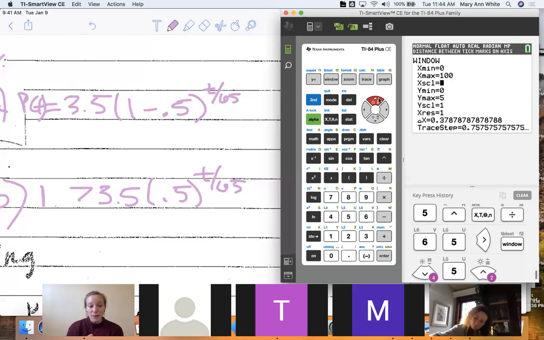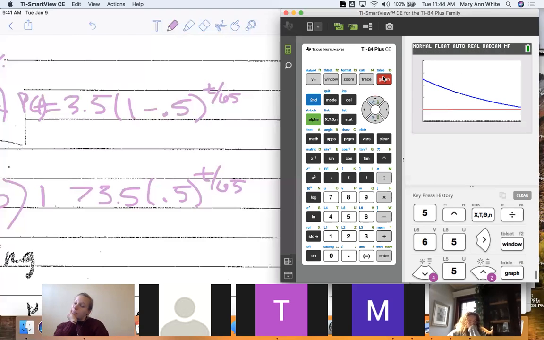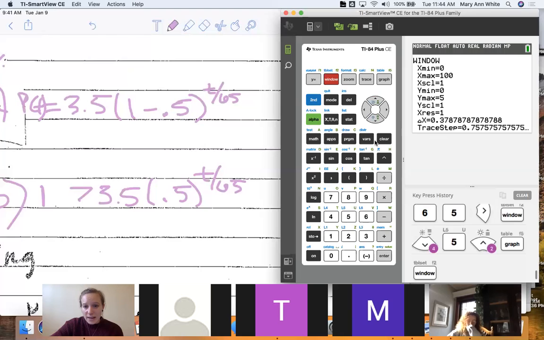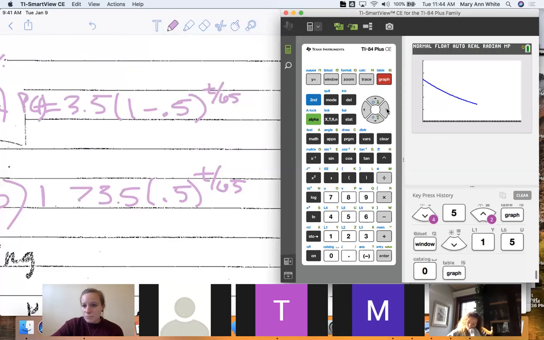For my X, I'm not really sure. I'm going to keep it at this 100 and we'll see if we can see it. If not, we'll make it bigger. But we're going to have to go a little bit bigger. I'm getting really close to it, but I'm not there yet. Let's make it like, I don't know, 150. Perfect. Now I can see my intersection. I see it. I'm going to go find it.